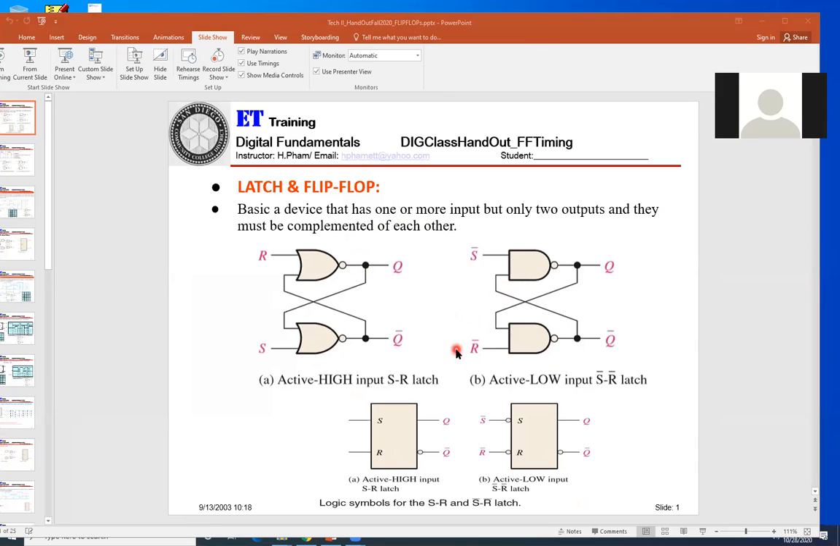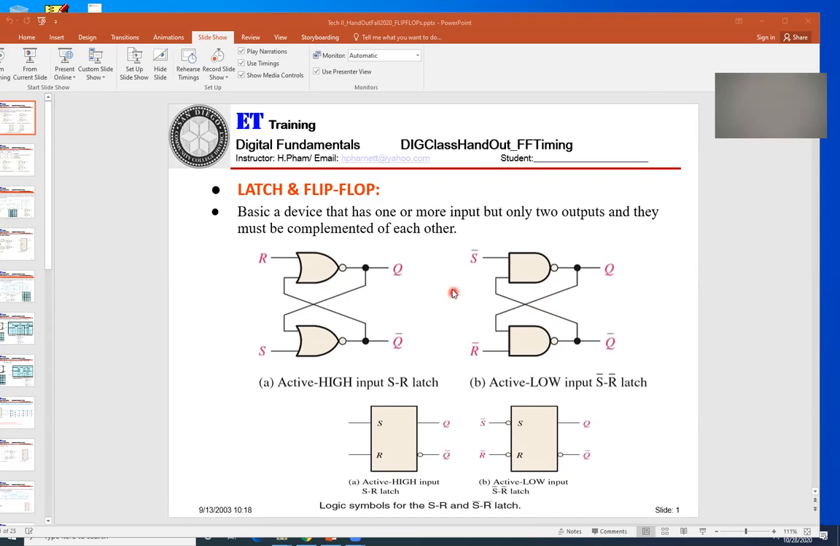Okay, anyway. This is the NOR flip-flop and this will be the NAND. Oops, sorry. What happened? Kumi, what happened? Sorry. Okay.